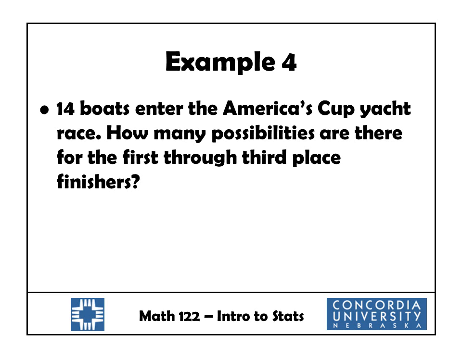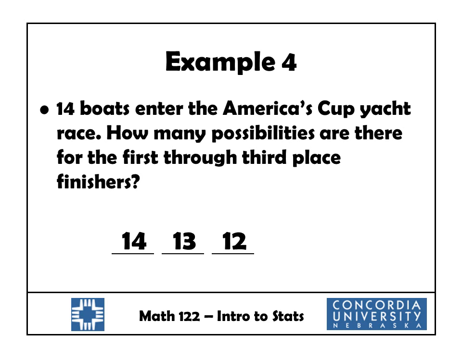Example 4, 14 boats enter the America's Cup yacht race. How many possibilities are there for the first through third place finishers? So here I'm looking at 3 different places, the first place, second place, and third place, so I draw my 3 blanks. Now I ask myself, how many possibilities are there for that first place? Well, there are 14 because there are 14 boats to choose from.